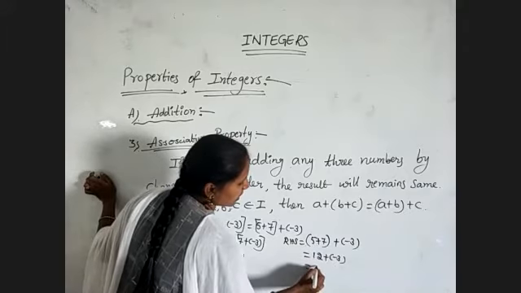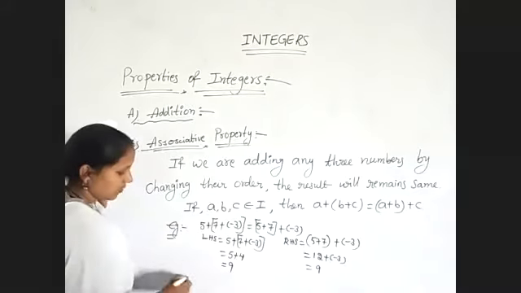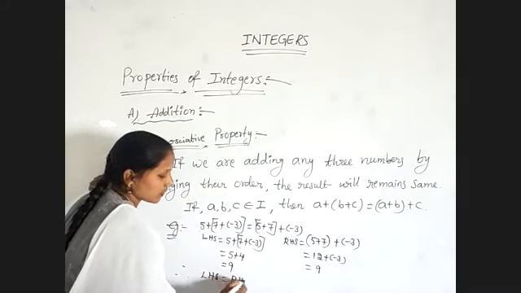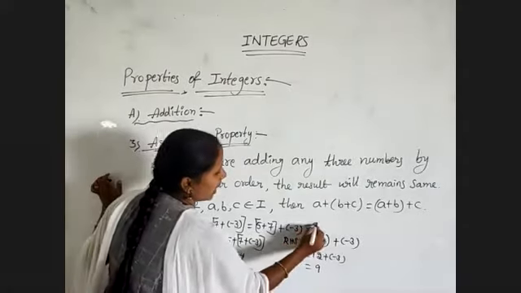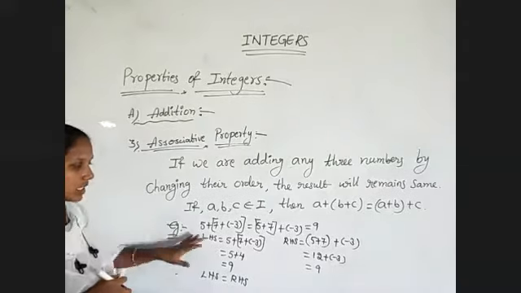12 minus 3 is equal to 9. So therefore LHS is equal to RHS, which is equal to 9. So that is a verification. This one no need to do.